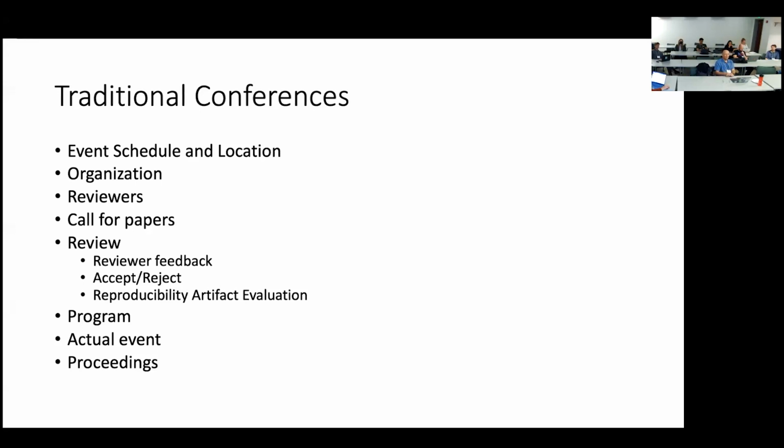And then finally, based on those accept and reject decisions in the program committee meeting, the program chairs put together a program. That program is limited by the event. The event determines how long the program can be, and that in turn determines how many papers you can accept. So the accept-reject decision is not only a quality question, but also a question of how much space you have in the event. And then the actual event takes place.